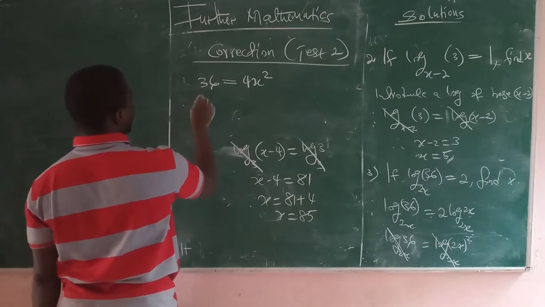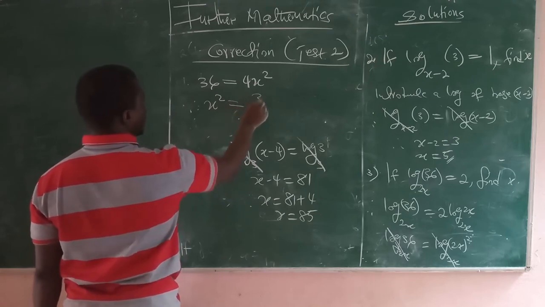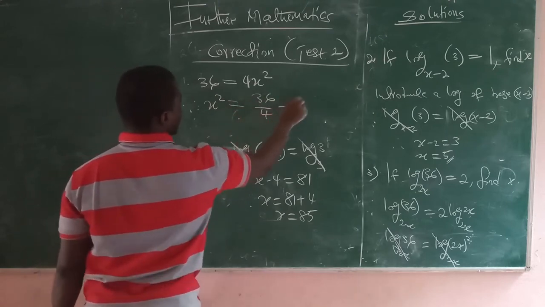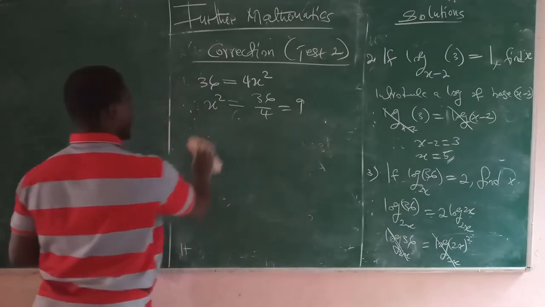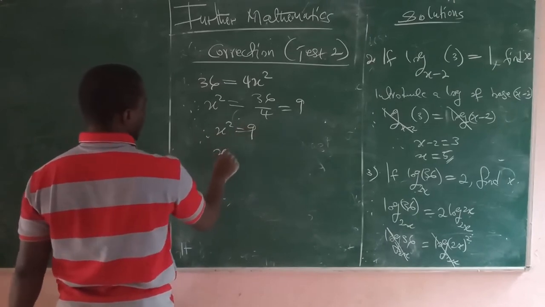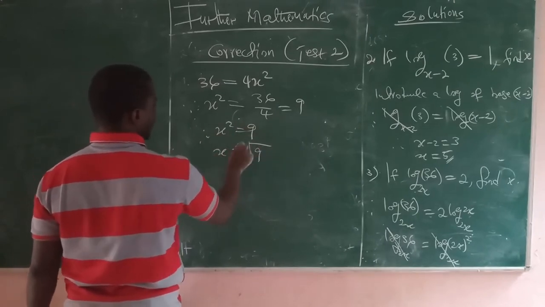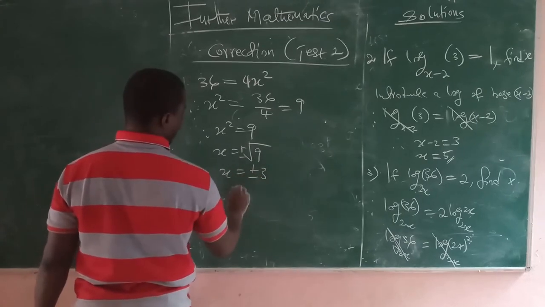And so we have x squared is equal to 36 divided by 4, which is equal to 9. And so x squared is equal to 9. X is equal to square root of 9, plus or minus. X is equal to plus or minus 3. X is equal to 3.